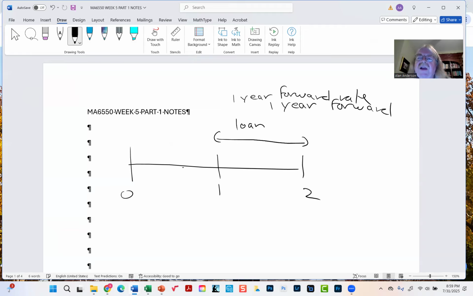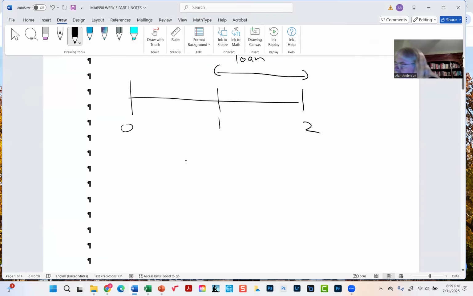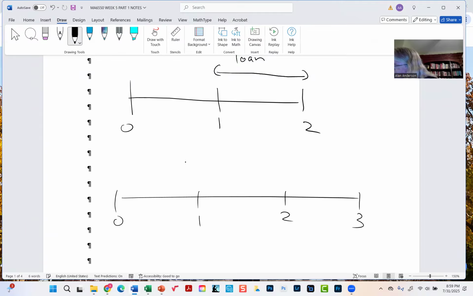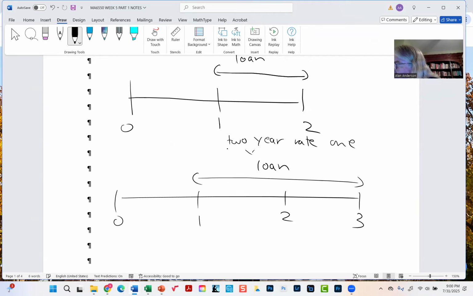So with a forward rate of interest, you have to describe two different time periods: the length of time that the loan will last and the time at which it starts in the future. So if you had something like this, so your loan is meant to take place over this period, that would be a 2-year rate, 1 year forward. Meaning that the rate itself lasts for 2 years, but then it doesn't start for another year.